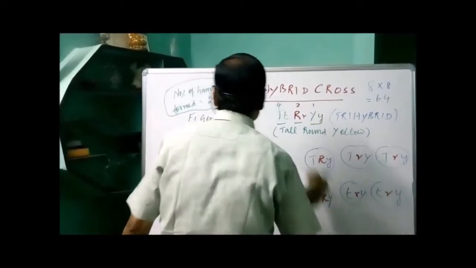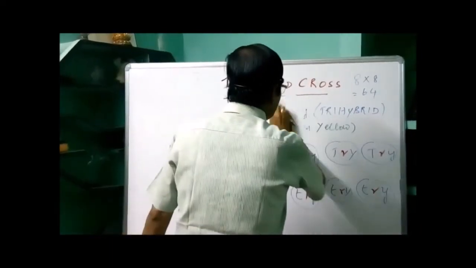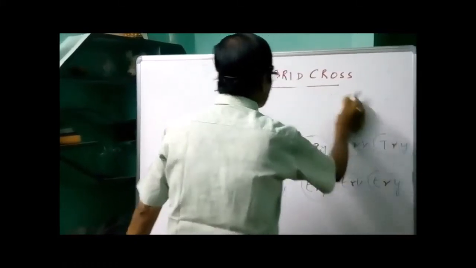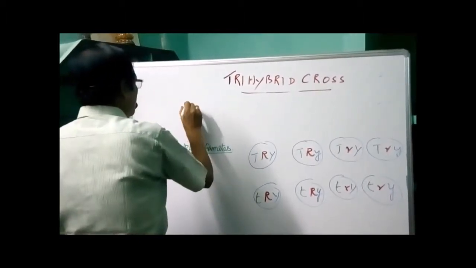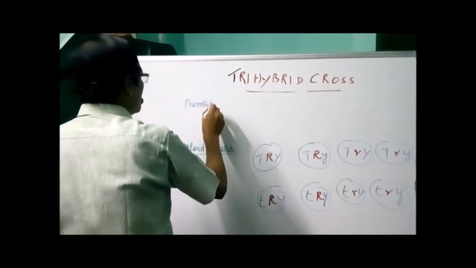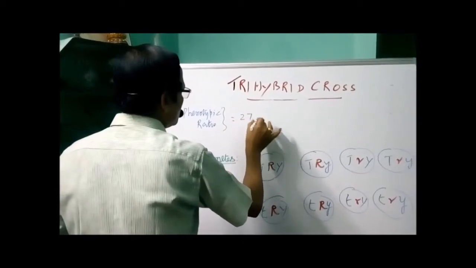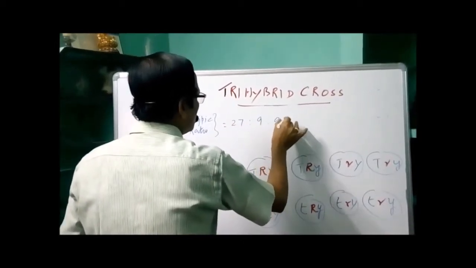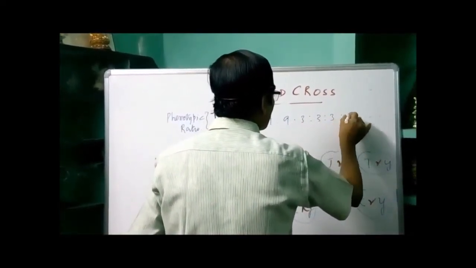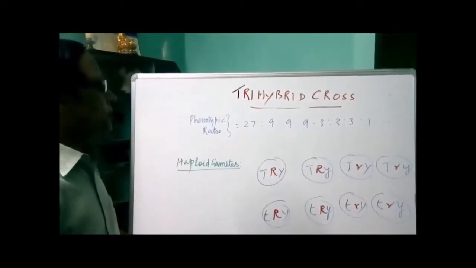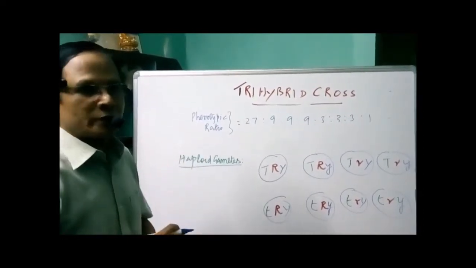What is the phenotypic ratio obtained? We are talking about only the phenotypic ratio, not any other category in your syllabus, even for the entrance examination. I mentioned already, we have 8 phenotypes. The first one 27, the next 3 are 9 each, the next 3 are 3 each, and the last one 1. So this is the phenotypic ratio 27:9:9:9:3:3:3:1, of different combinations of 8 types of phenotypes.